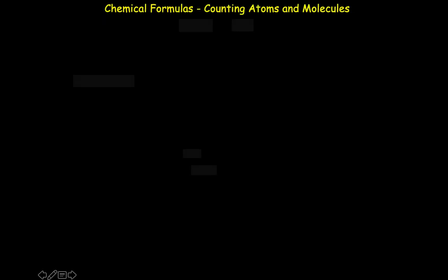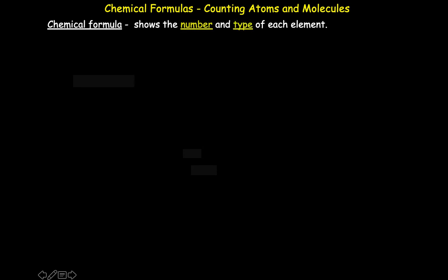So first of all, let's talk about what formula writing is and how to count atoms and see what formulas look like. We want to learn how to count atoms and molecules and see how they are as far as numbers go. So, what is a chemical formula in the first place? It simply shows the number and type of each element. That's really what you want to get through with the formulas, the first part of it.